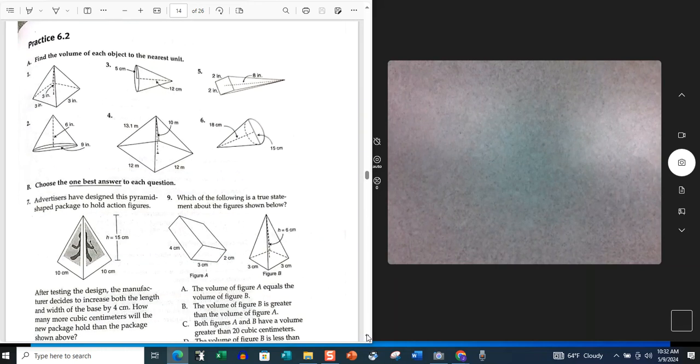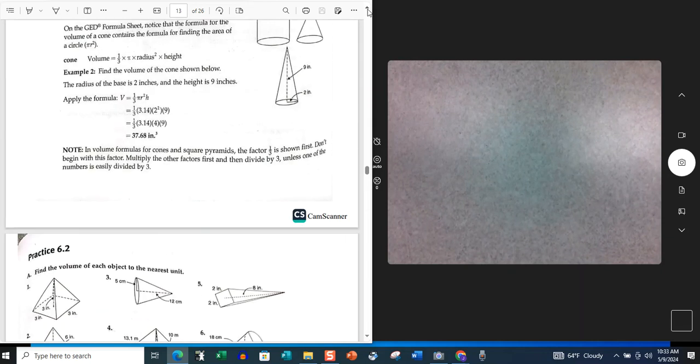So now we go here to 6.2. It says find the volume of each object to the nearest unit. With that being said, and I should have said this as well, if you don't see it in your book, you can write down the volume of the cone so you will have it readily accessible as you're doing the problems. So the volume of a cone again is 1/3 times pi times radius squared times the height.